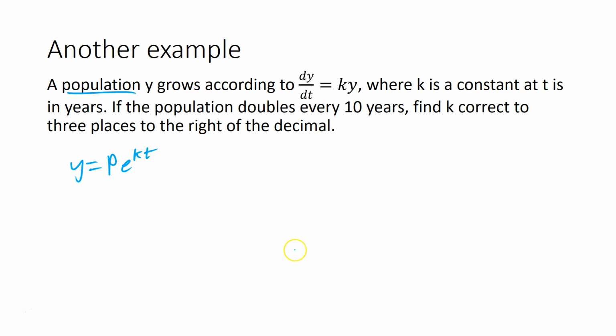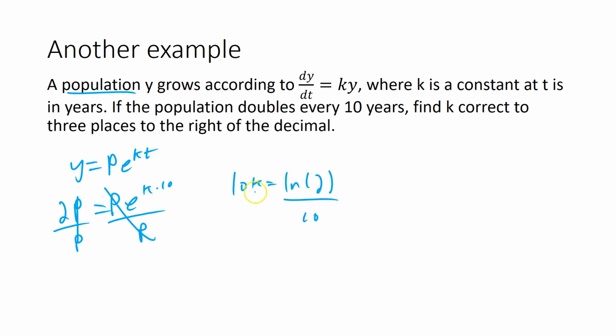All right. So now they tell us that it doubles every 10 years. So when t is 10, e^(k times 10), what's it equal to? Well, if we started with P, what do we have now? We've got 2P. I love problems like this because you can just divide both sides by P, and they cancel. So if we started at P, we now have 2P. Now we can take the natural log of both sides. So we have 10k equal to ln 2, and then just divide by 10.